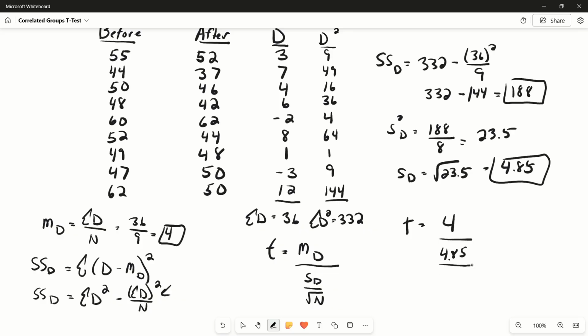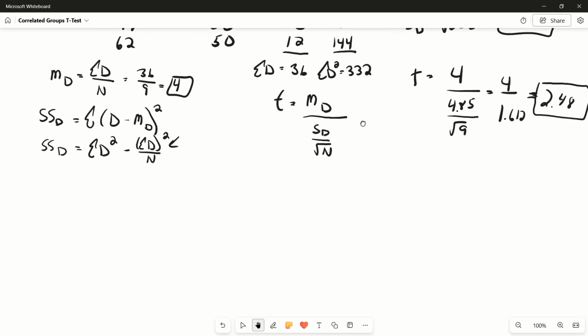So 4.85 down here over the square root of 9, which we know is 3. So this is 4.85 over 3, which becomes 1.612. And then that gives me 2.48 rounded. You might be off by a touch if you're rounding differently, but you've got to be around that number. 2.48 is our obtained t value.